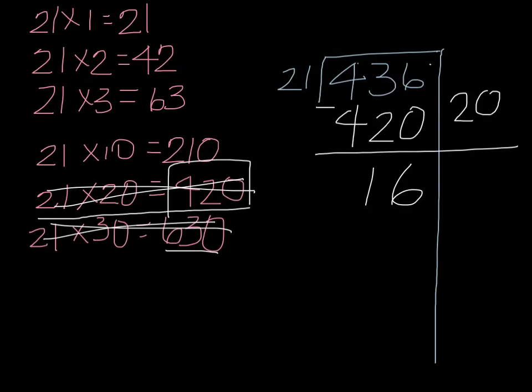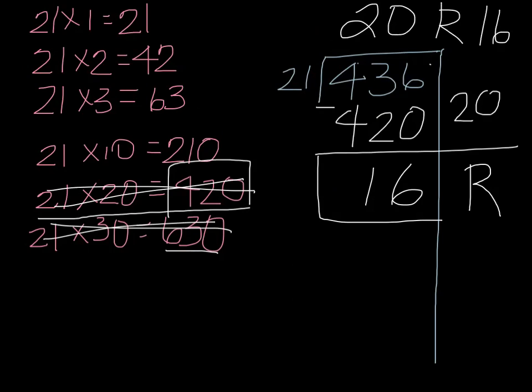No. Why not? Why can't I make any more groups? 16's too small. So what do you think 16's going to be? It's my remainder. This one happened to work out really good because I took a huge chunk out and all that I had left was my remainder. So my answer is 20, remainder 16.